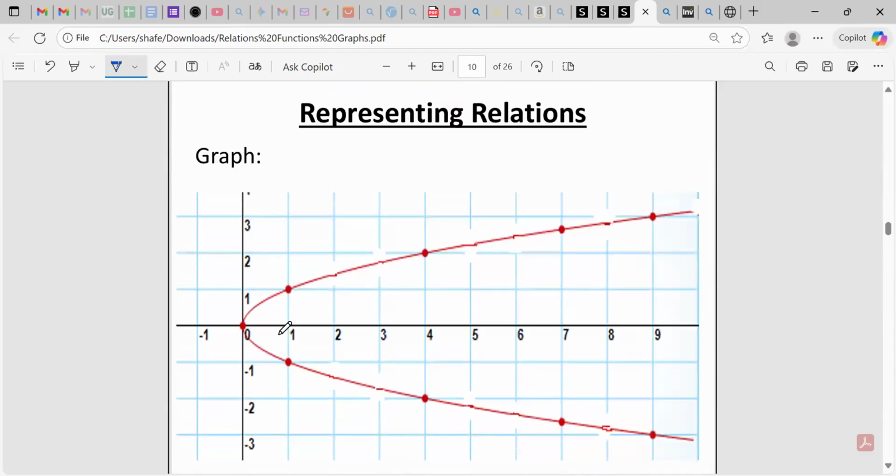And that's what the graph would look like, right? So, okay, I think what we had: 0, 0. And you've got 1, 1, as well as 1, minus 1, and so on, right? What was it, 4? At 4, 2, as well as 4, minus 2, and so on.